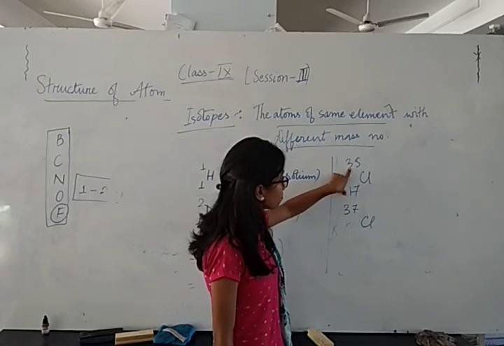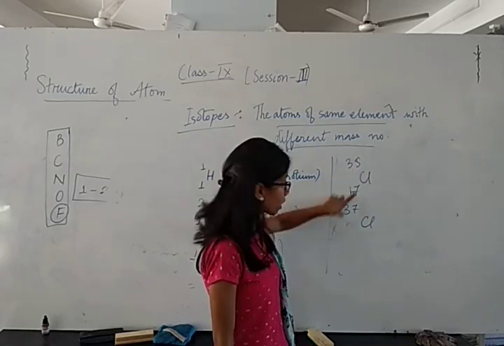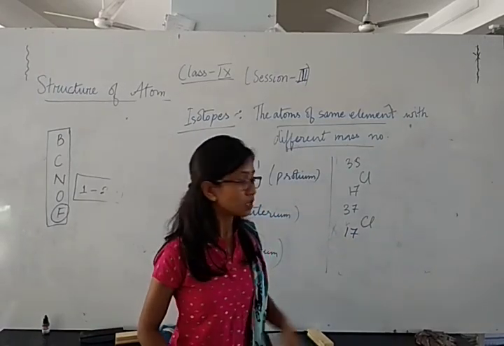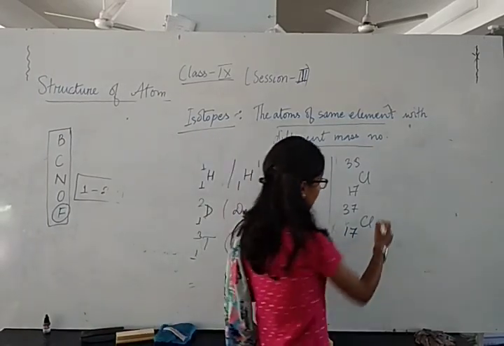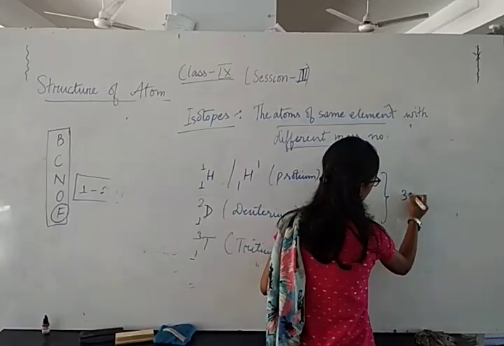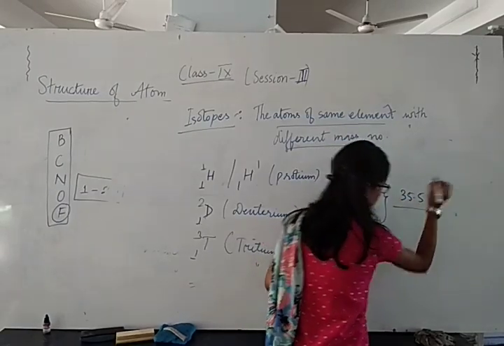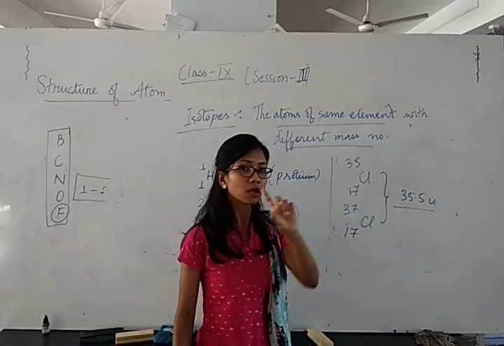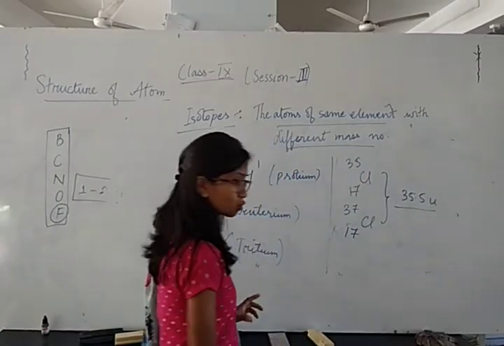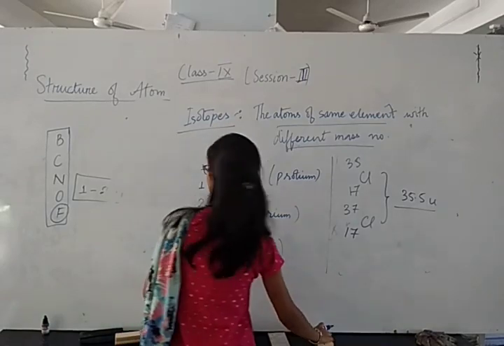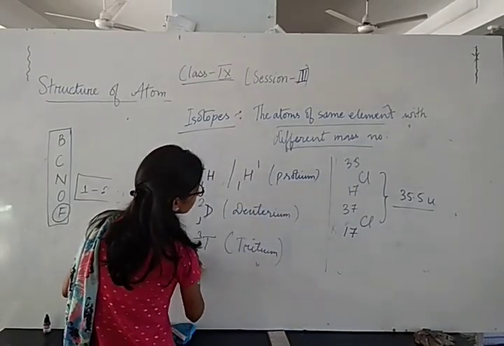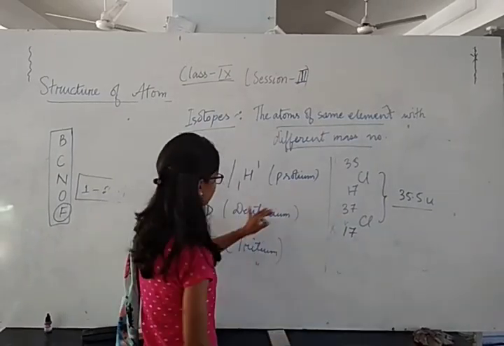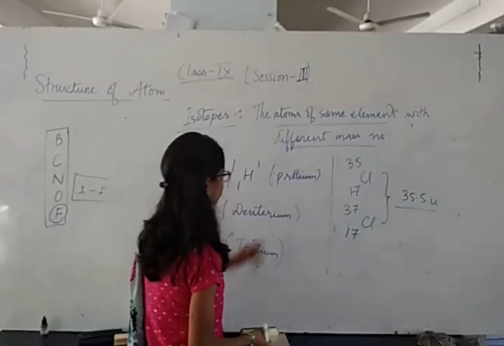See, the mass number is 35 here, and the atomic number of chlorine is equal to 17. The atomic mass of chlorine is 35.5 u. This is the atomic mass, and these are the mass numbers. I will give you the question and show how to do it. It is in your book also. These are some of the examples of isotopes. You can write it from your book, or note it down from here.